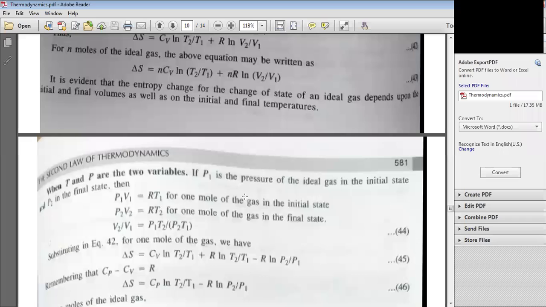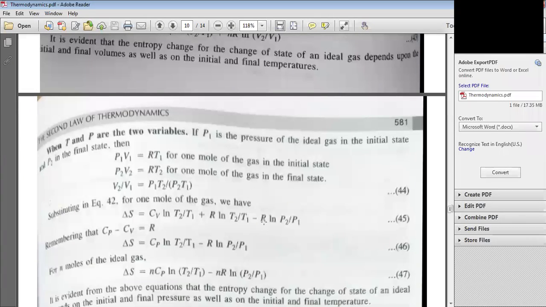Suppose we expand these two terms, because they consist of a product of two things. When we expand this product of terms in the logarithm, delta S will be equal to Cv ln T2 by T1 plus the first term R ln T2 by T1 minus R times ln P2 by P1. Correct? So we have expanded this product into plus and minus terms.